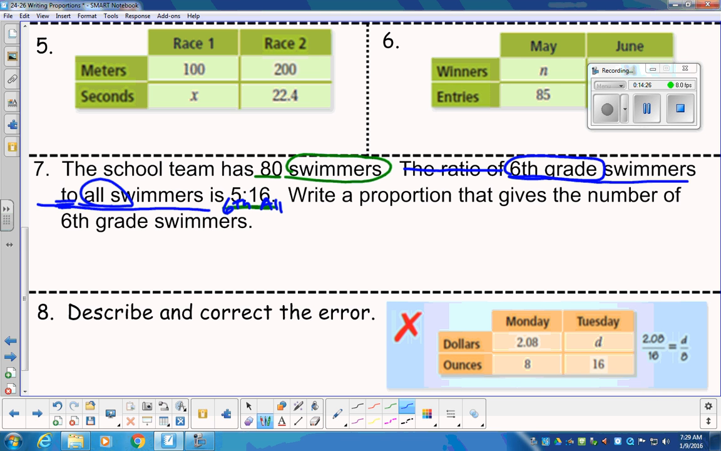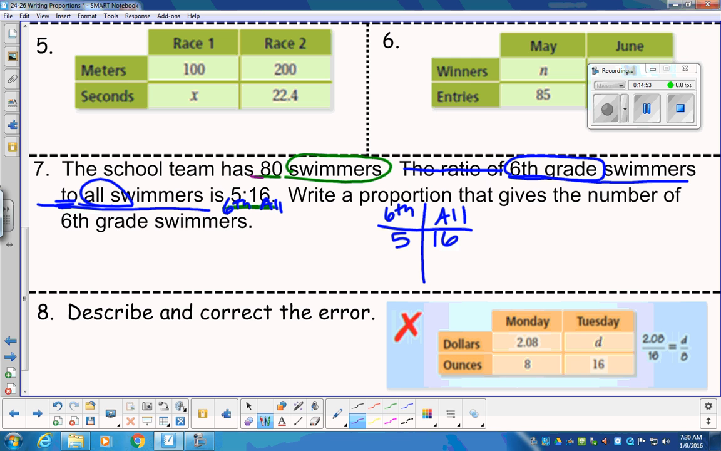Write a proportion that gives the number of 6th grade swimmers. So in my table then, the things that I'm comparing are the 6th grade swimmers to all the swimmers. So we would think of that like a middle school setting. We have 6th graders, 7th graders, and 8th graders all on the swim team. We want to know how many 6th graders are on the team compared to the entire team. So we have a relationship that for every 5 6th graders, we have 16 total swimmers.